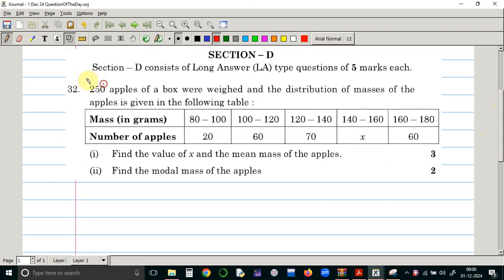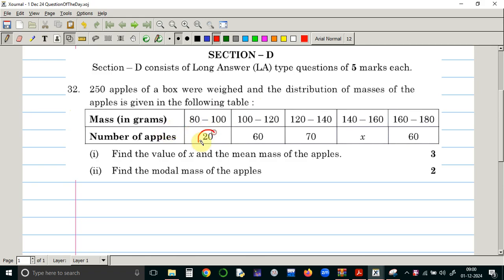So there are 250 apples in a box and they were weighed to record their masses. The given data is a grouped frequency distribution. The mass is distributed in class intervals. These are the class intervals. Each of them has class width 20, so it's uniformly distributed.